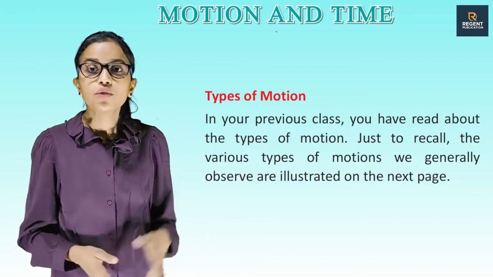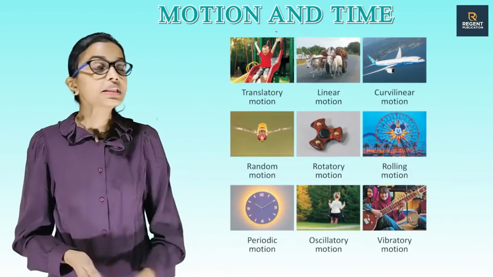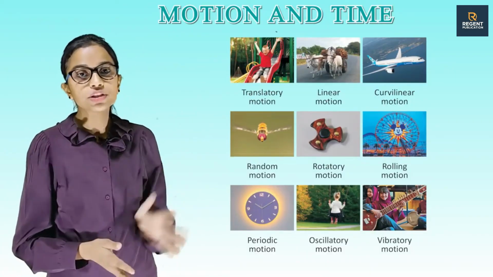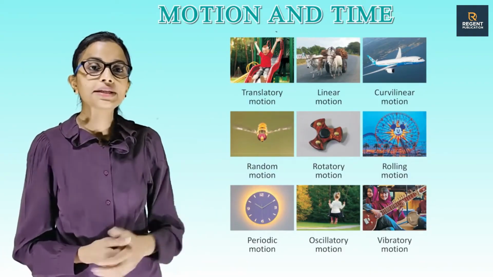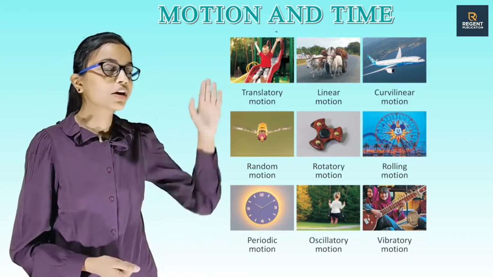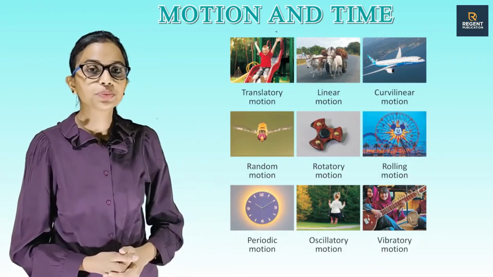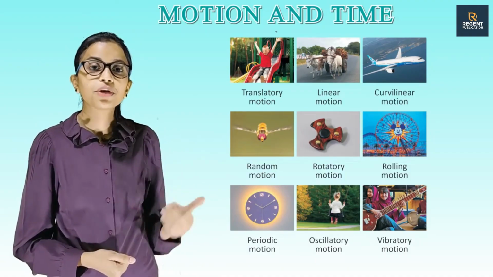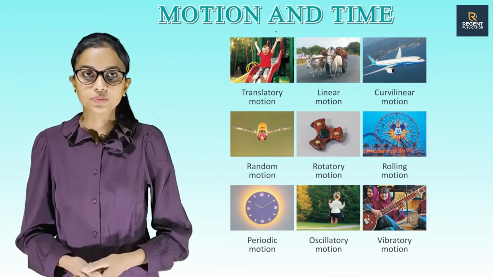Just to recall them, various types of motion we generally observe are illustrated on the next page. So, these are the various motions. See these pictures and observe them. Translatory motion, linear motion, curvilinear motion, random motion, rotary motion, rolling motion, periodic motion, oscillatory motion, vibratory motion.